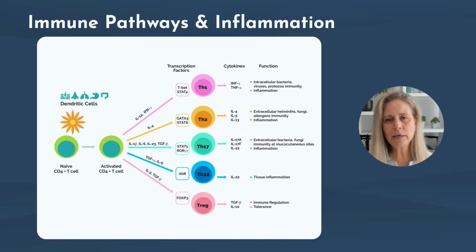And once activated, it will go down a specific pathway to fulfill its destiny. And we can see here that Th17 is the pathway for fungal reactions and at mucocutaneous sites. So that would be respiratory, gut, skin. And we saw on the other page that we've proven that there is a Th17 response to Malassezia.